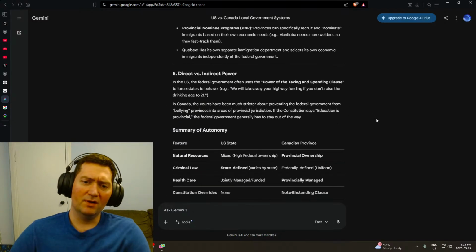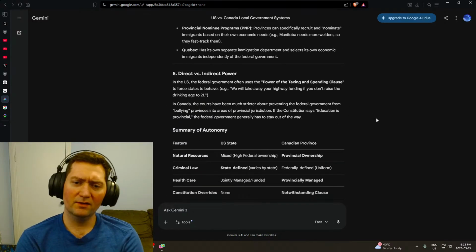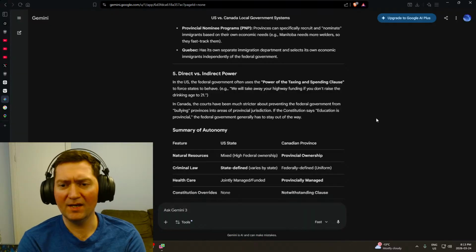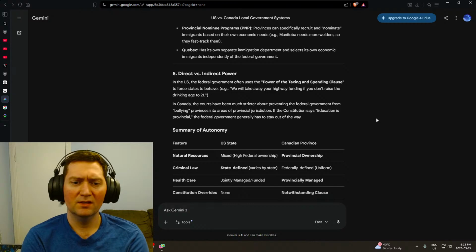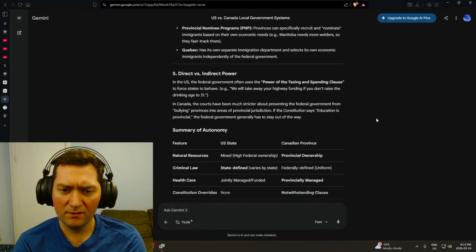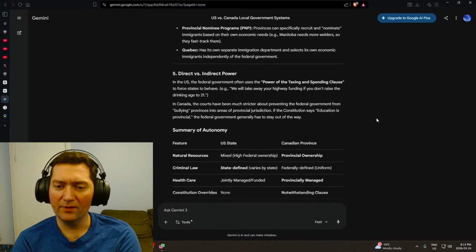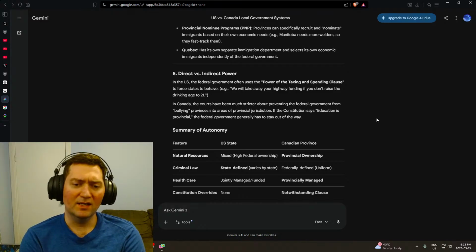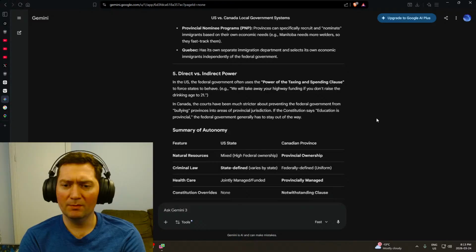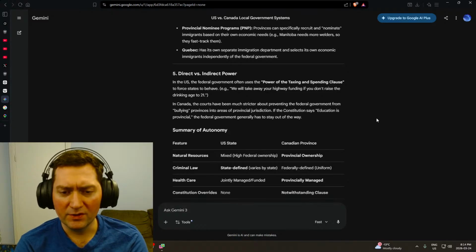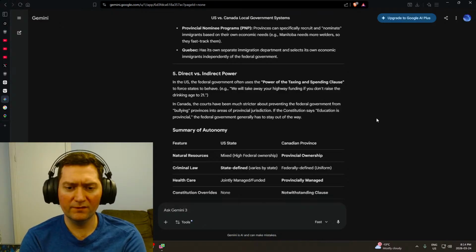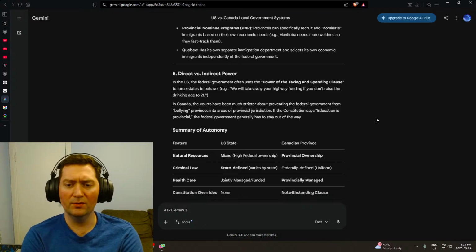Direct versus indirect power. In the US, the federal government often uses the power of the taxing and spending clause to force states to behave. We will take away your highway funding if you don't raise the drinking age to 21. In Canada, the courts have been much stricter about preventing the federal government from bullying provinces into areas of provincial jurisdiction. The Constitution says education is provincial. The federal government generally has to stay out of the way.